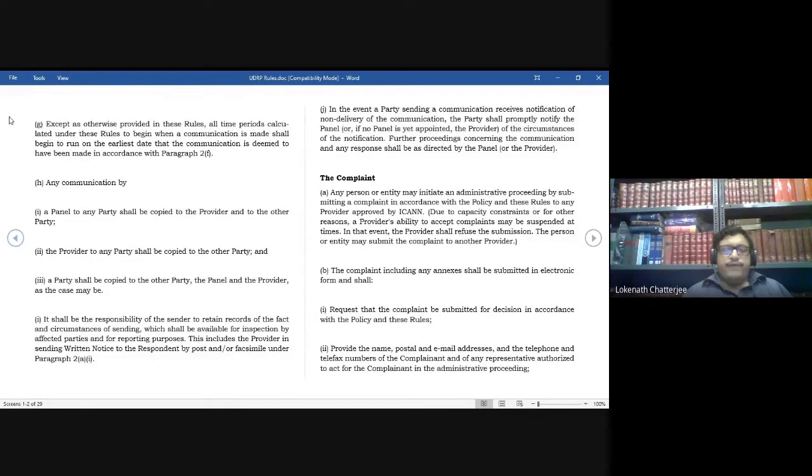Now under 2F, if there are three dates, the date on which it is received by way of say email, second by way of fax, and third by way of post, the first date, that is the date on which it was sent by email, should be considered. Now again, communication and notice, how it should be sent.